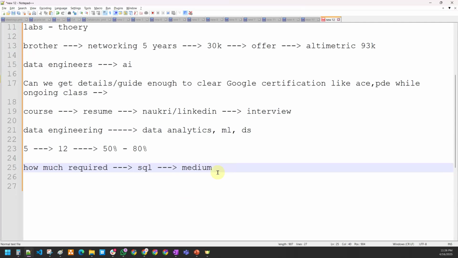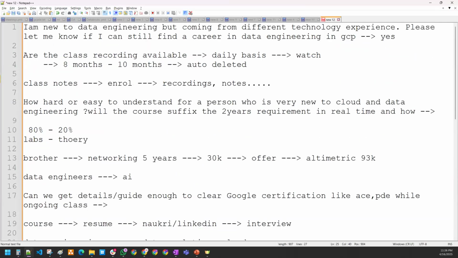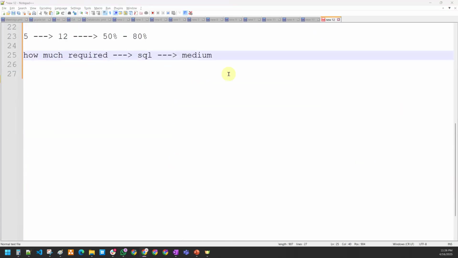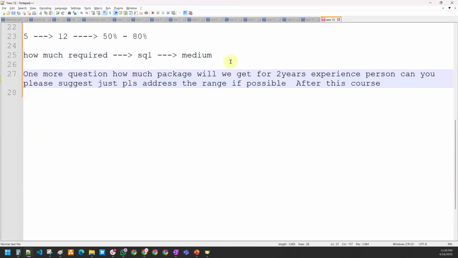Okay, I think most of the people have asked this question, sir. Basha has one more question: how much package will one get for 2 years of experience? Can you please suggest? Usually the range for 2 years, it depends. If your current package is around 5 to 6, let me say 6 LPA for you.